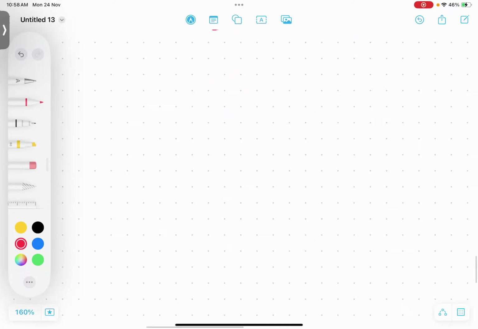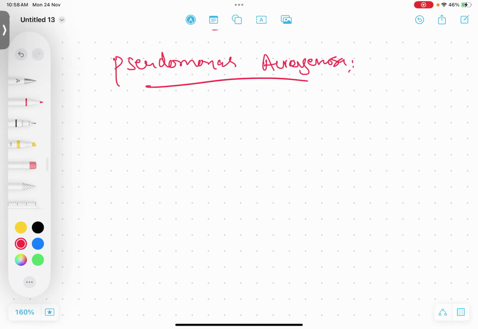So this was a little discussion about H. pylori. Now let's discuss the last bacteria of the gram-negative rods, which is Pseudomonas aeruginosa. Okay, so this is one of the high yield ones. You are going to get a lot of questions on this bacteria.